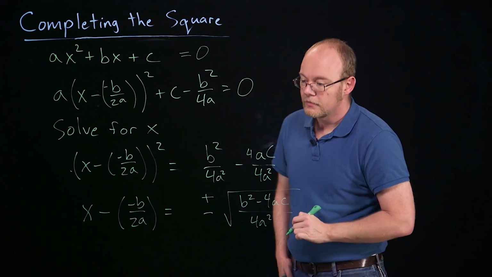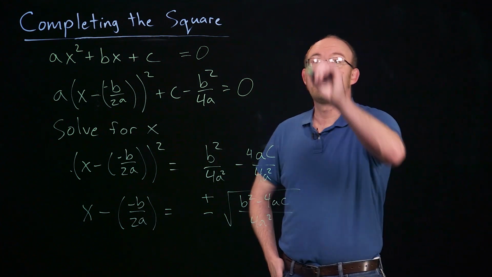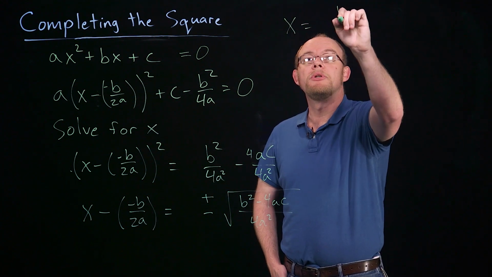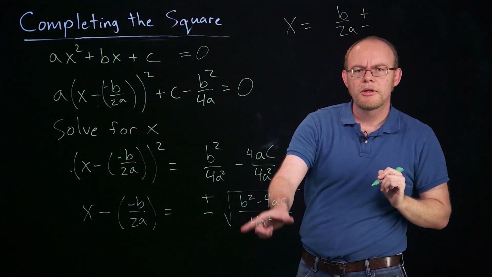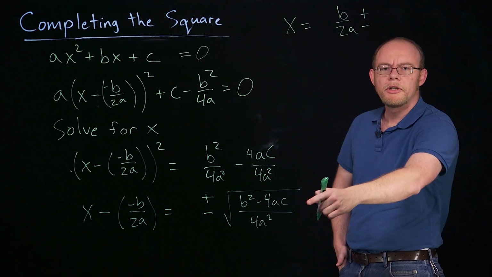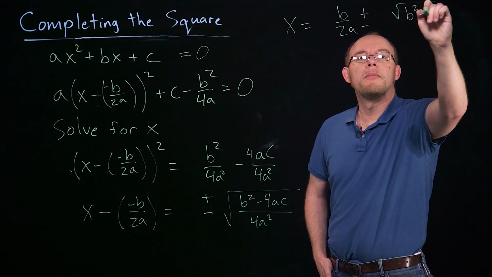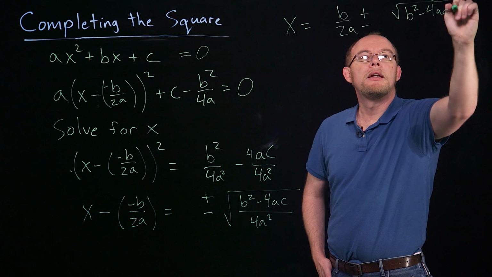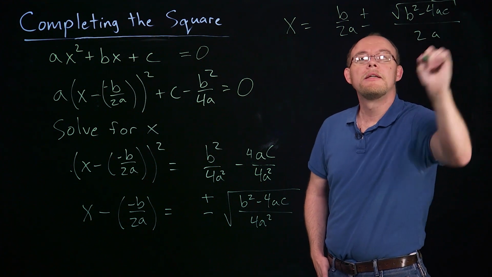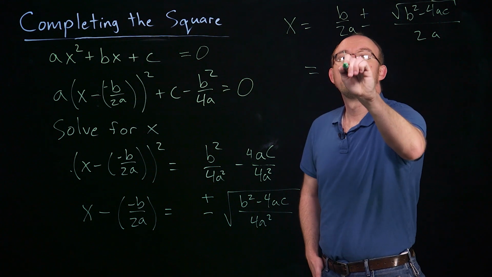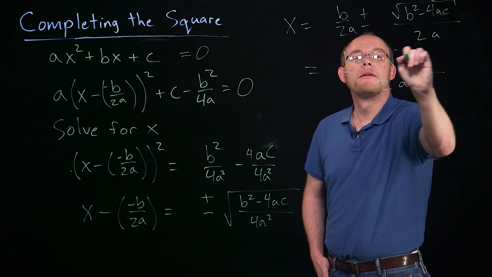Now what I can do is add negative b over 2a to both sides, and that'll give me x is equal to negative b over 2a plus or minus. The square root I'm going to break up over the numerator and the denominator. The numerator is going to be the square root of b squared minus 4ac. In the denominator, the square root of 4a squared is exactly 2a. And we can go ahead and combine these fractions with the common denominator.